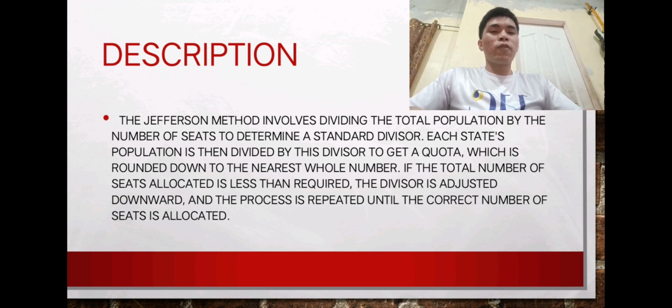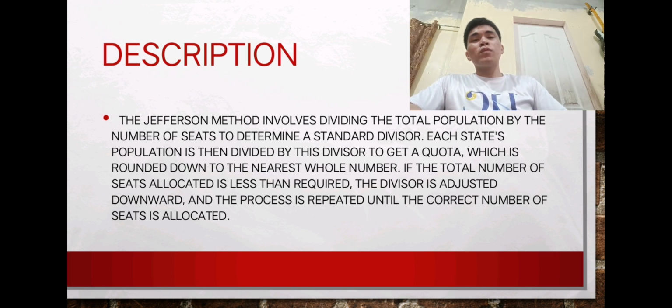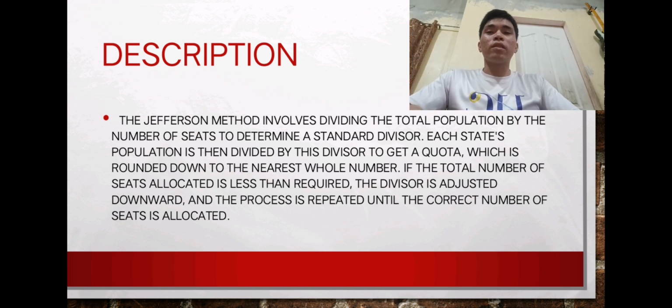So, who developed this method? It was Thomas Jefferson, the third president of the United States. He was the one who created this method. So, what is the description of this method?